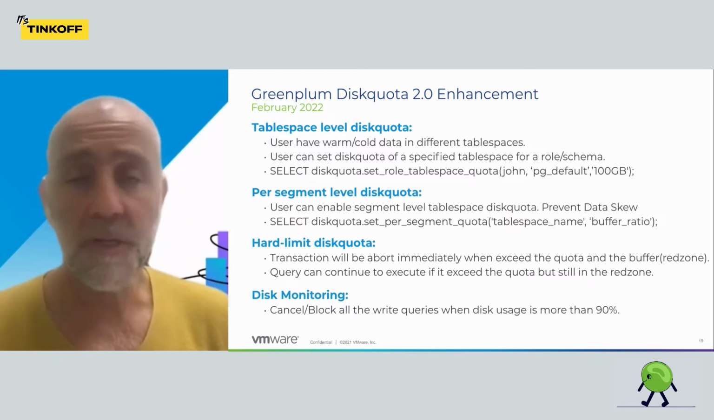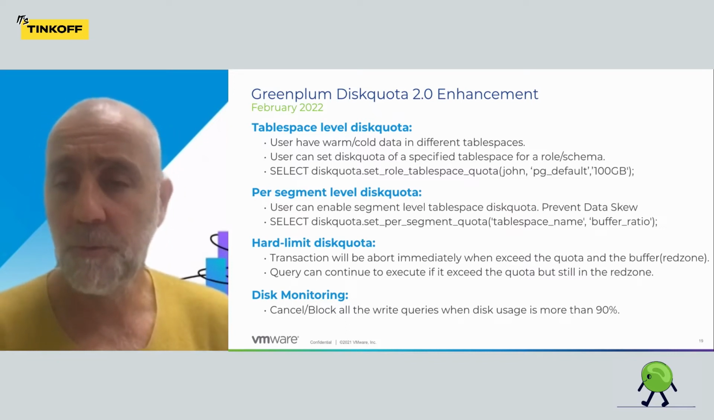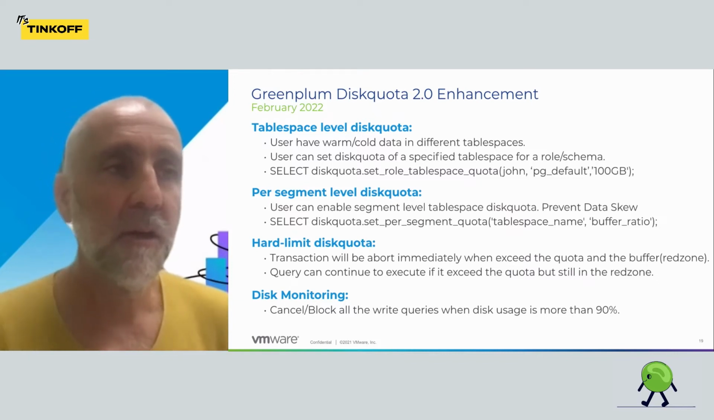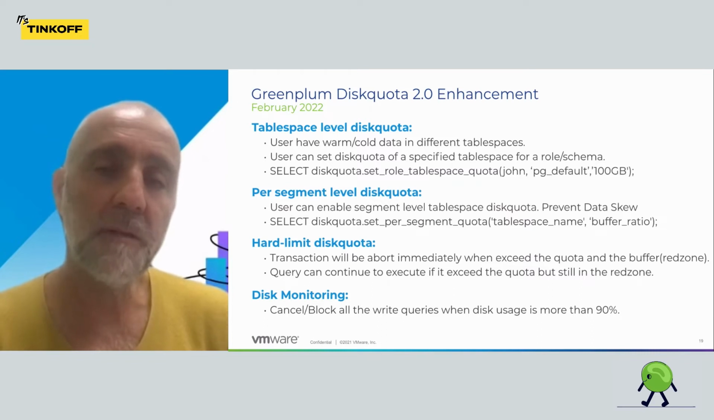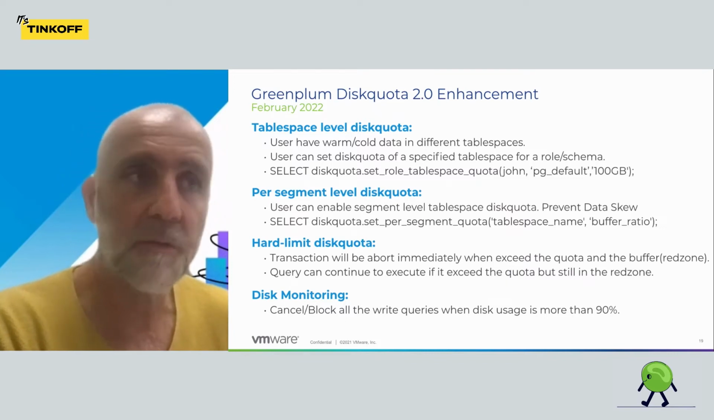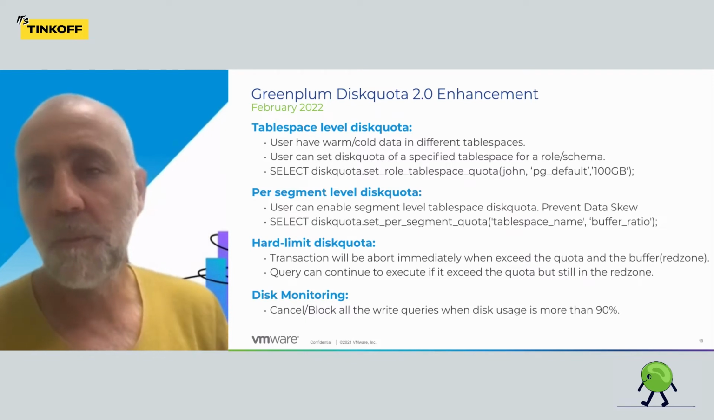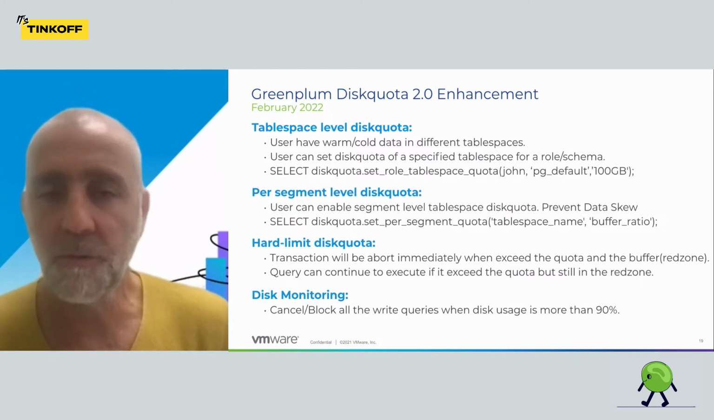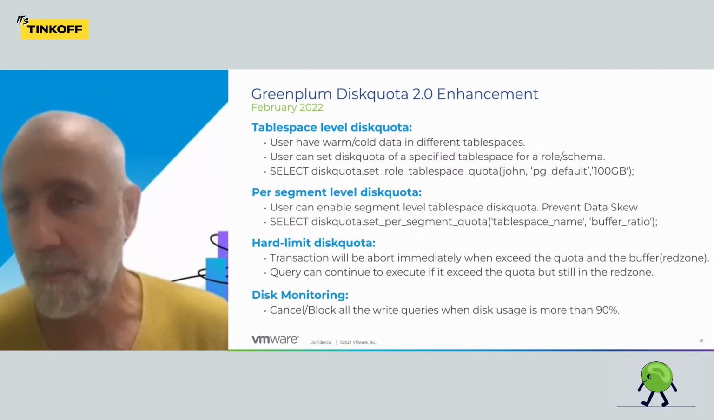What we want to do as well is to prevent data skew, especially when you do a big insert command or create table as select. So we will also add the ability to control the data skew, and if we fill data beyond a specific ratio on a specific segment, we will automatically be able to cancel this specific query. And this is the transition to the next step.